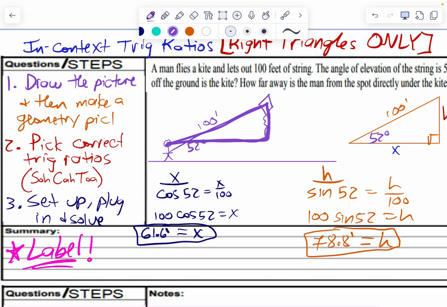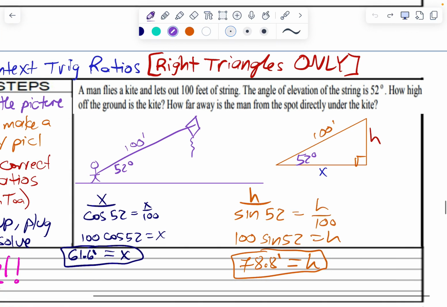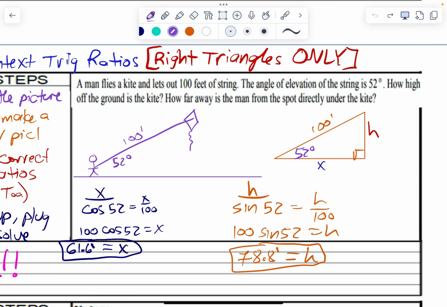Make sense? So just know, this problem didn't say anything about the guy's height. If you go back and read it, it kind of makes it sound like he's got the string on the ground. That's how we did the problem.